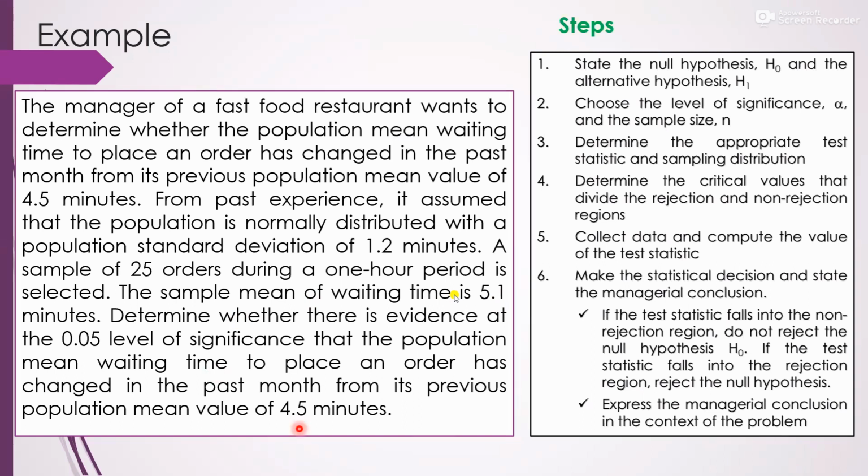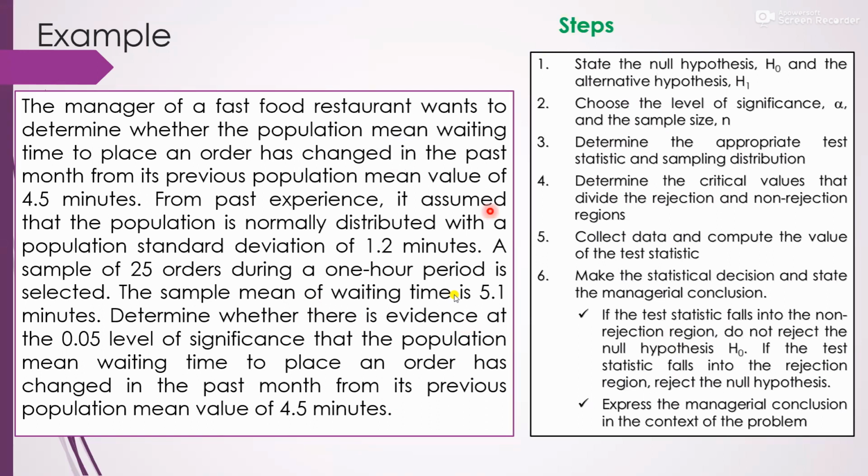Right? So for the current situation, the mean waiting time is 4.1. But now they want to check whether still the waiting time is 4.5 or not. Right? This is the summary of the problem. So now this is the procedure we have to follow. There are 6 steps in the procedure.